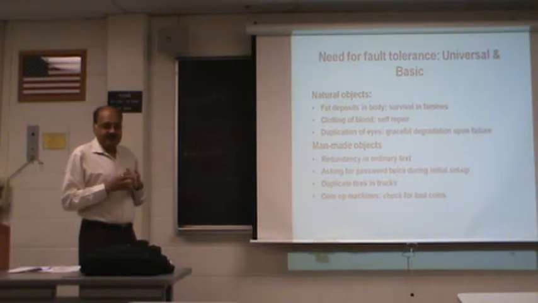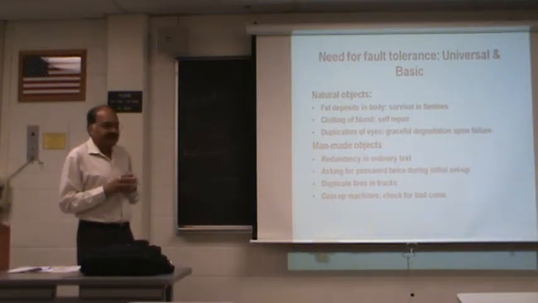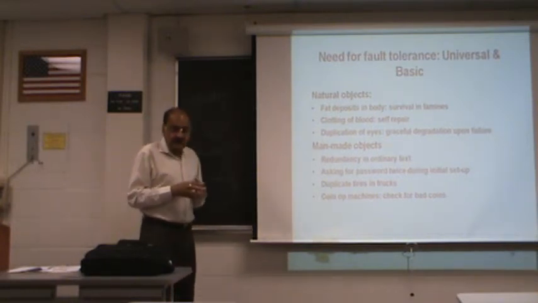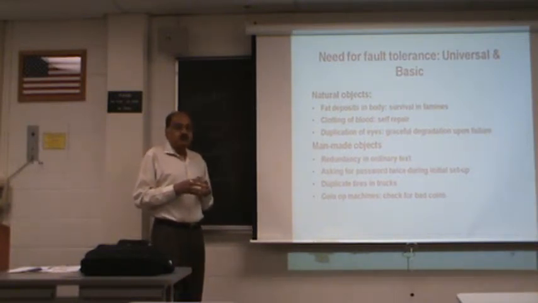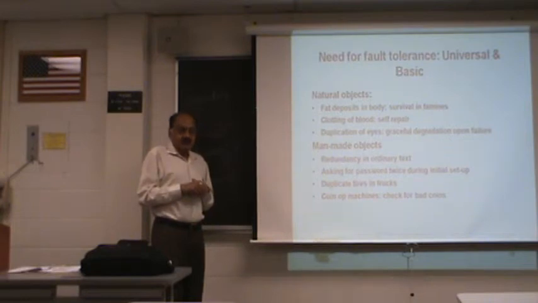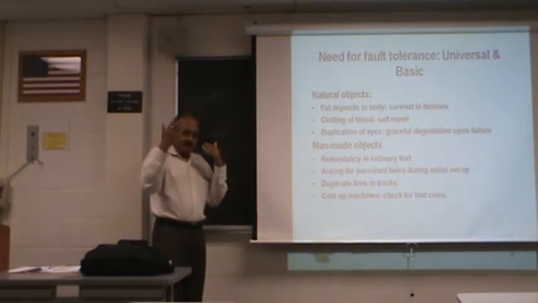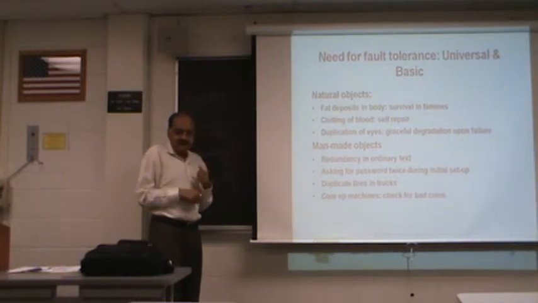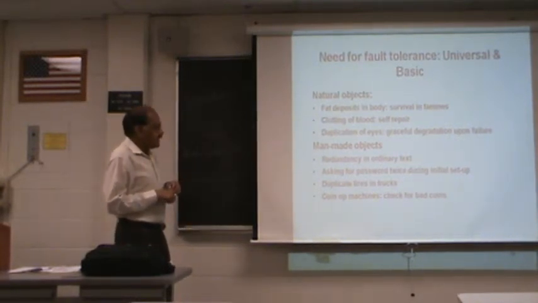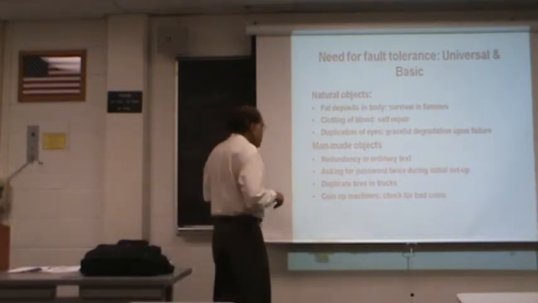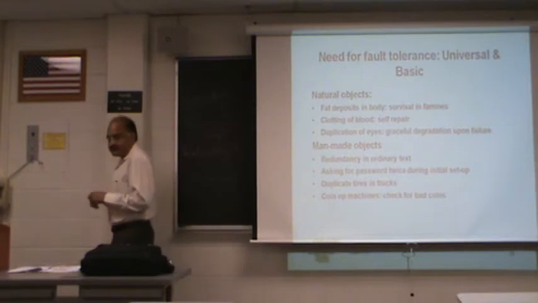As I was talking about here, sometimes you have a trade-off between reliability and performance. So if you lose 1 eye, then you can still do most of the things, but you lose the 3-dimensional vision, which is sometimes necessary. For example, sometimes you want to estimate how far something is in front of you. Fault tolerance is very common in man-made objects.